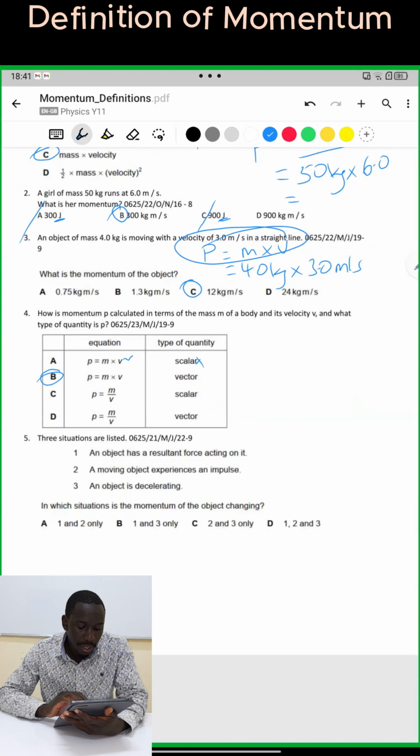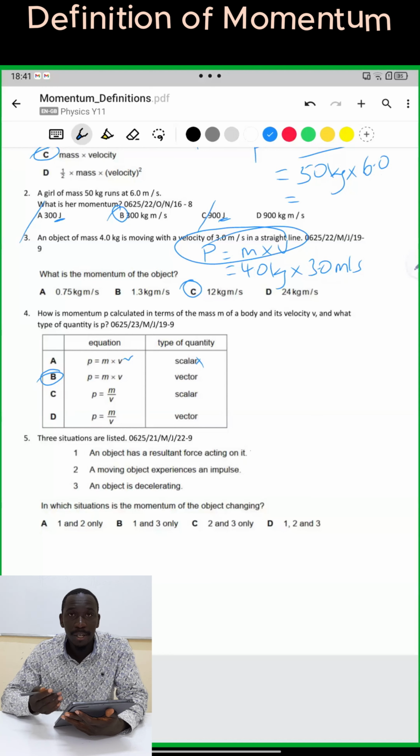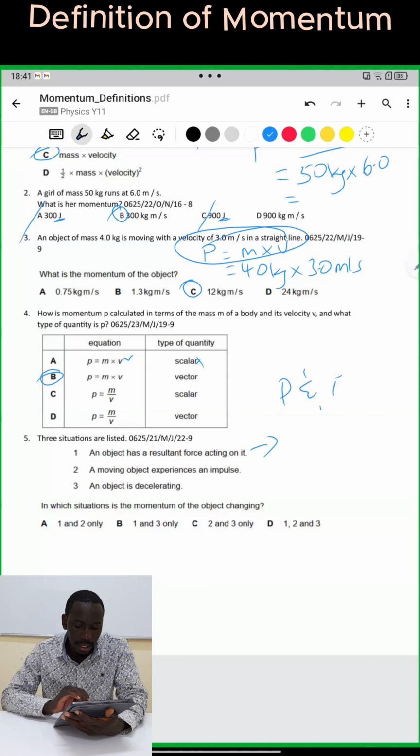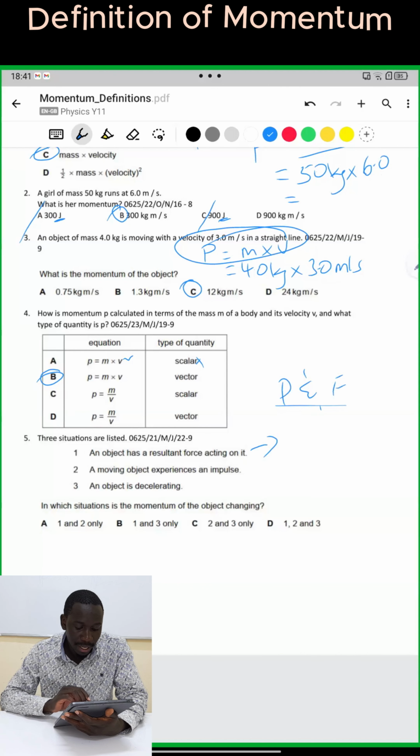Number 5: three situations are listed. An object has a resultant force acting on it. A moving object experiences an impulse. An object is decelerating. In which situation is the momentum of the object changing? We are going to look at the relationship between momentum and the resultant force in the next video, but we can just answer this. I only wanted to target the definition, but no problem.